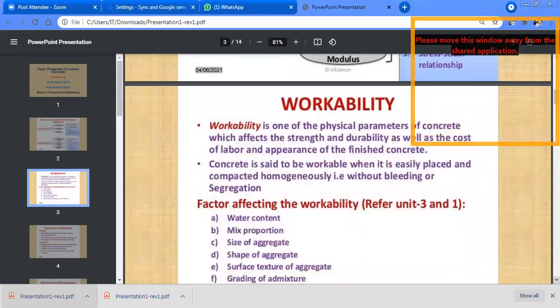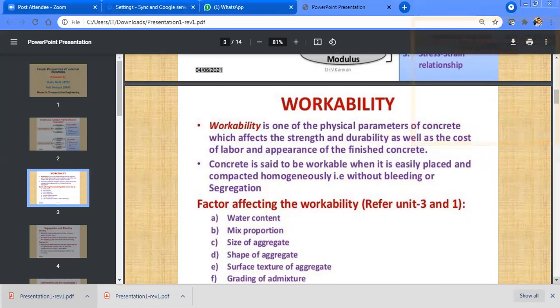Workability is the main topic in our field. Workability is one of the physical parameters of concrete which affects the strength and durability, as well as the cost of labor and appearance of the finished concrete. We can say the ease of flow of concrete is also known as workability. Concrete is said to be workable when it is easily placed and compacted homogeneously without bleeding or segregation.